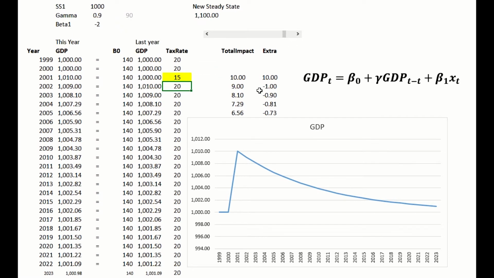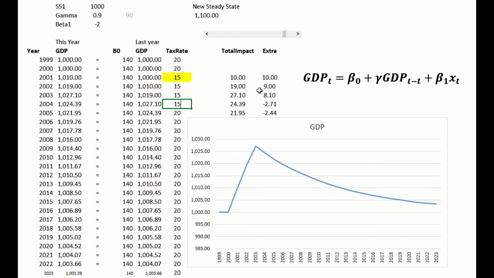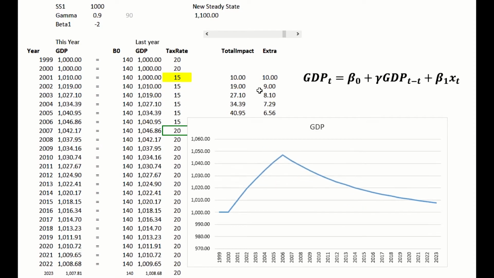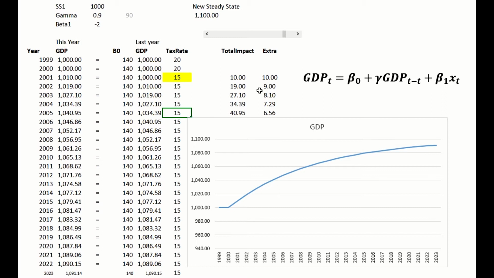Now, that was a temporary change in the tax. It went down to 15 and back up. Let's talk about what happens if instead we have a permanent change. So instead of just changing the tax for 1 year, we change the tax forever. We lower it to 15. We can see that we have a total impact of first 10, and then of 19, then 27.